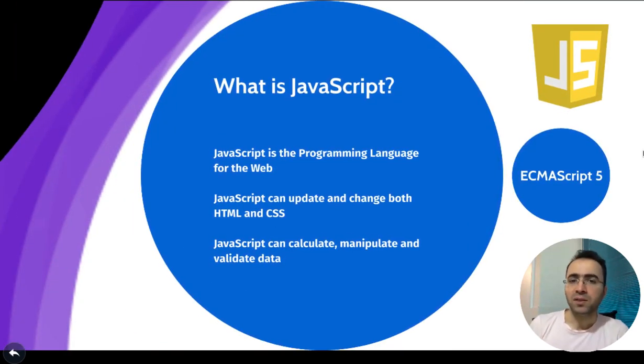JavaScript. JavaScript is the programming language for the web. JavaScript can update and change both HTML and CSS. It can calculate, manipulate, and validate data.